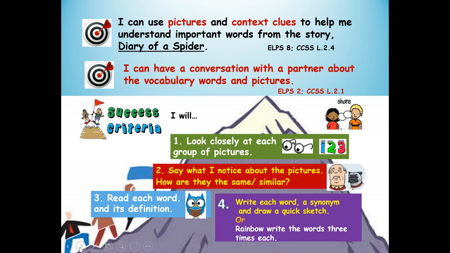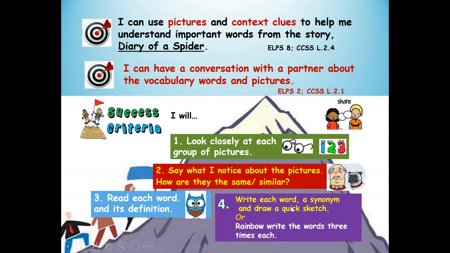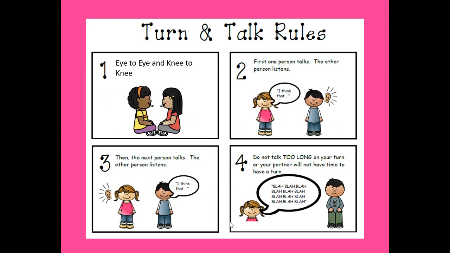Number 4, you're going to write each word, a synonym, and draw a quick sketch, or you're going to choose to rainbow write the words 3 times each. So make sure you make your decision if you're going to write each word and then a synonym and then draw a quick picture or sketch, or you're going to write each of the 8 words and then at the end of the lesson, you're going to write them 3 more times.